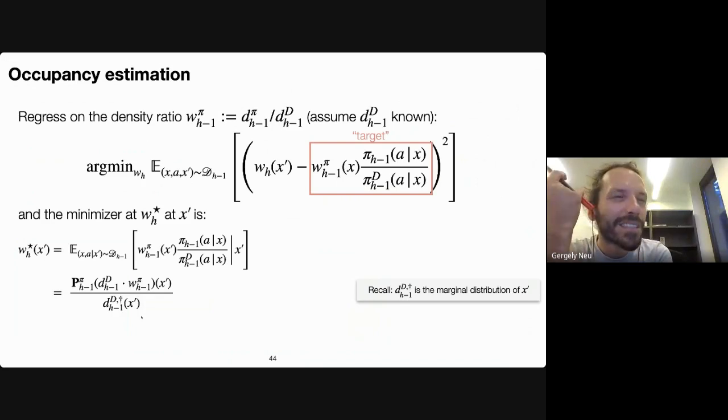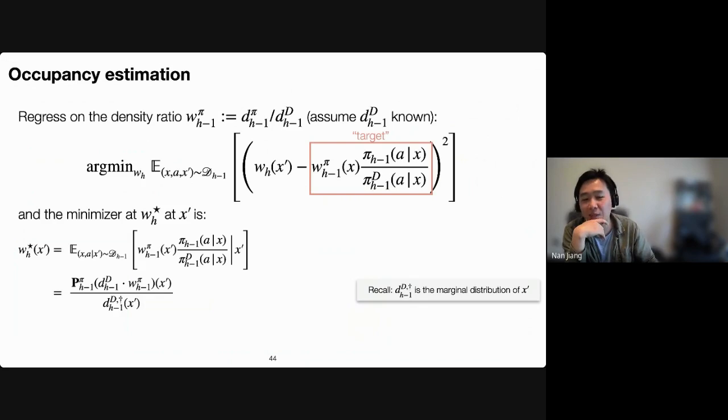Right. I think some of this we already know from the marginalized importance sampling work, so that's a separate development, and I think this has been pointed out in some of those papers as well. If you want to leverage the Bellman flow equation to estimate the densities, pretty much the only way we know is to turn them into density ratios and then do regression based on that.